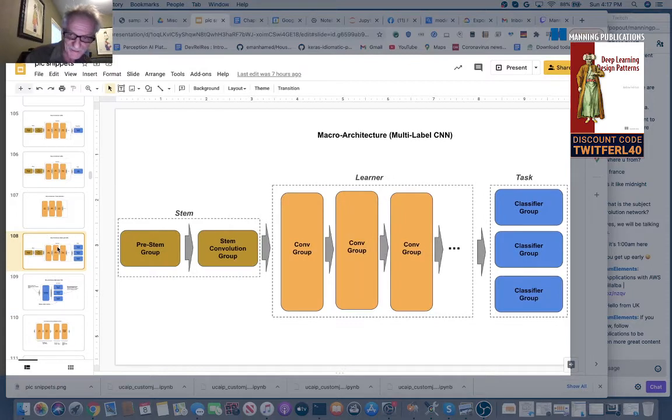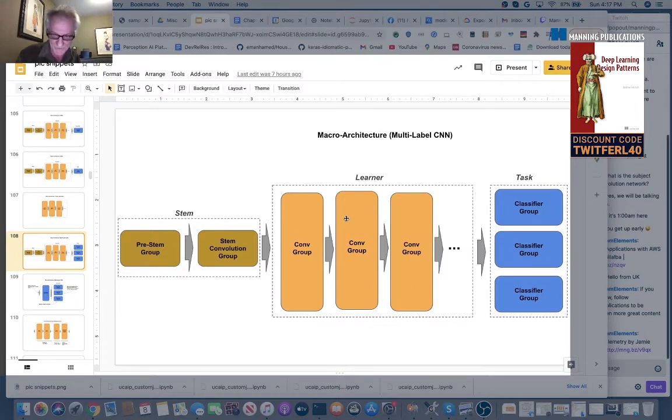And I'm going to back up a little bit here too. For those who are software engineers or came up as software engineers, you can see the concept of components here in your design. We have three components: a stem, a learner, and a task. And you can see the procedure reuse that's occurring inside the learner.